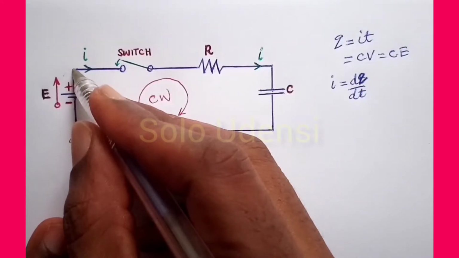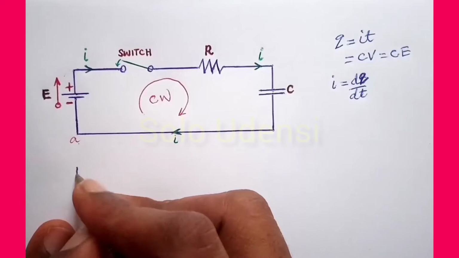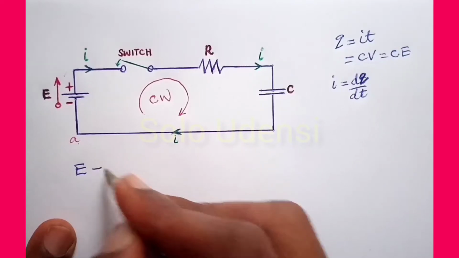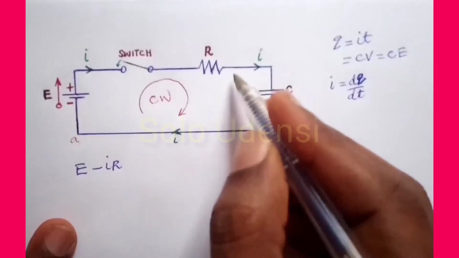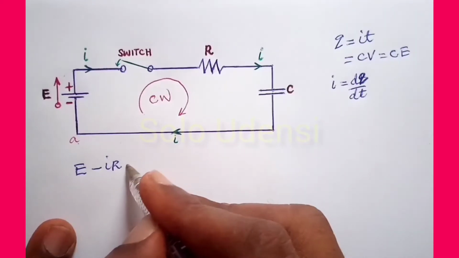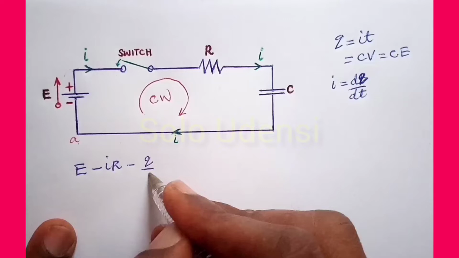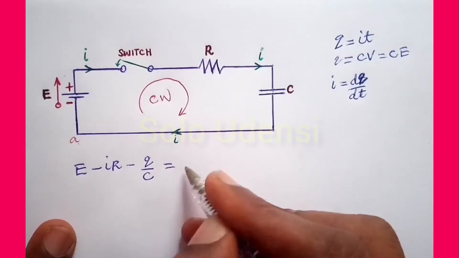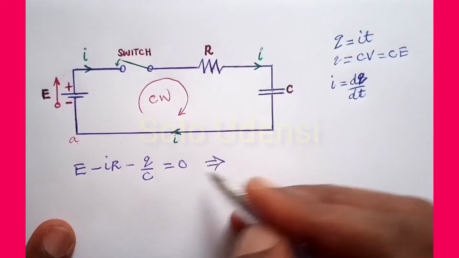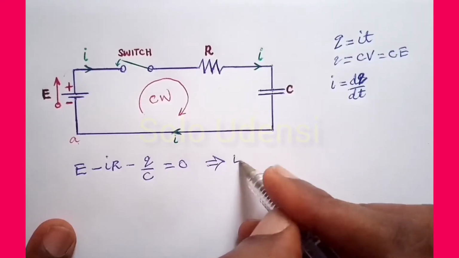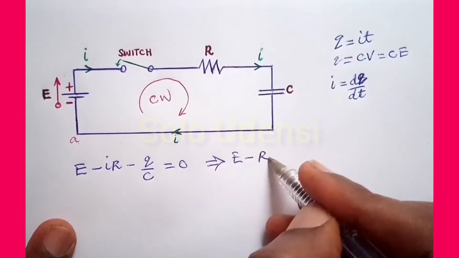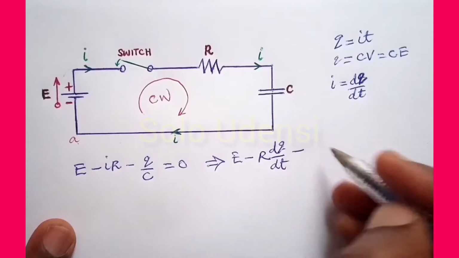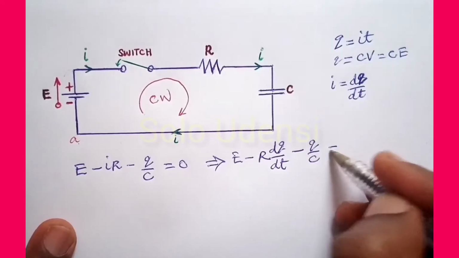We will have that on crossing here, the voltage drop is E. On crossing here, the voltage drop is minus IR. On crossing here, the voltage drop is minus Q over C. It's equal to 0, since we are back to where we started. You can write it as E minus R dq over dt minus Q over C is equal to 0.